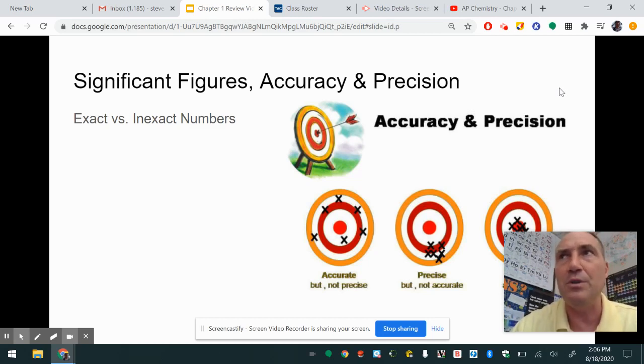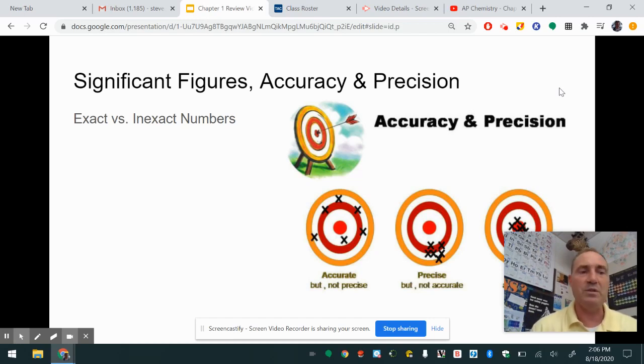So there are good tools to measure with, and there are bad tools to measure with. And our numbers should represent how accurate we were in the lab. Okay, so when you measure something, there's always a little bit of bias that goes along with it. We call that bias uncertainty, right? That we're not quite certain of it.